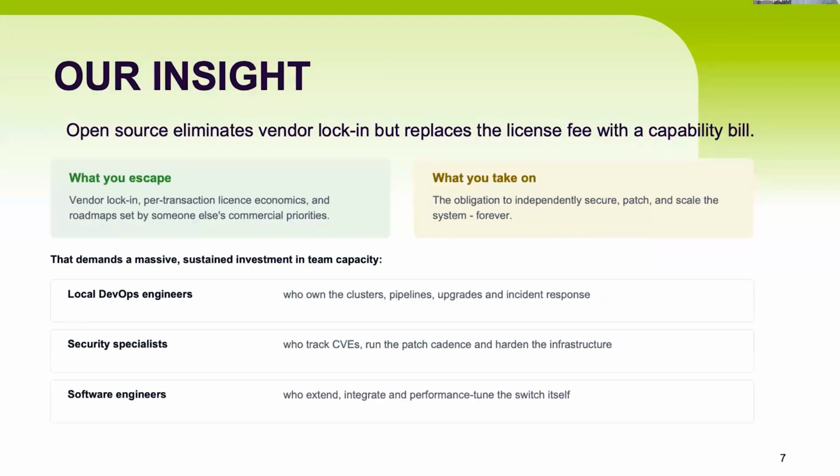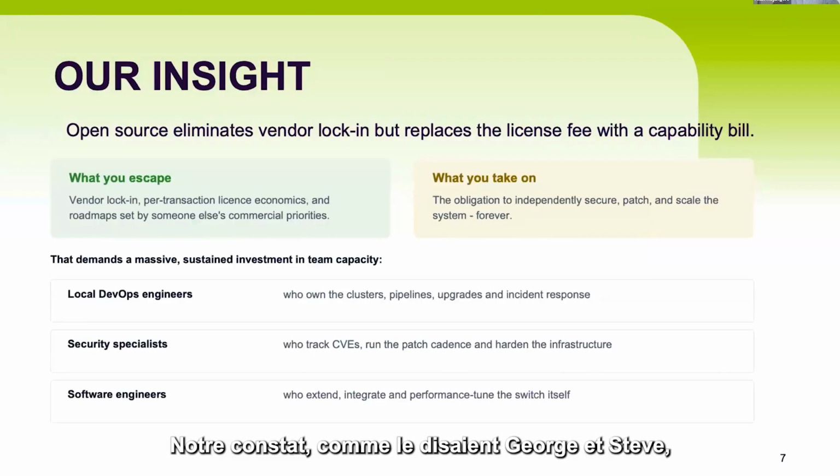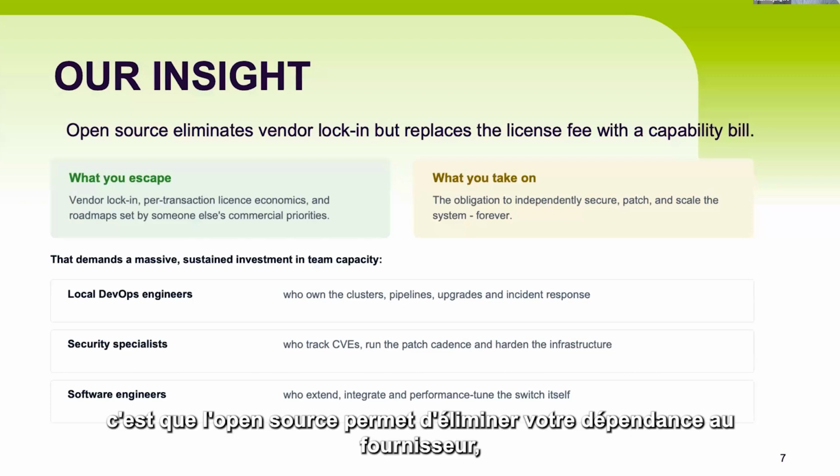All right, so our insight, like George and Steve were saying, is that open source will eliminate your vendor lock-in.